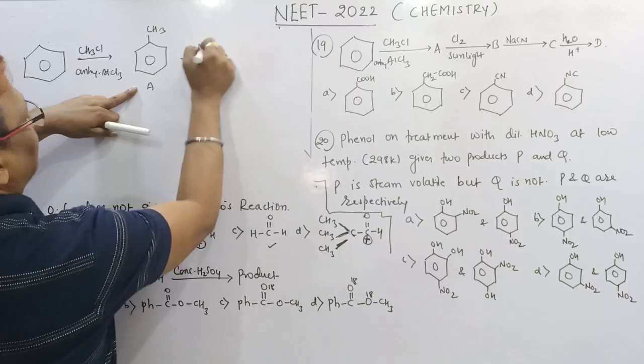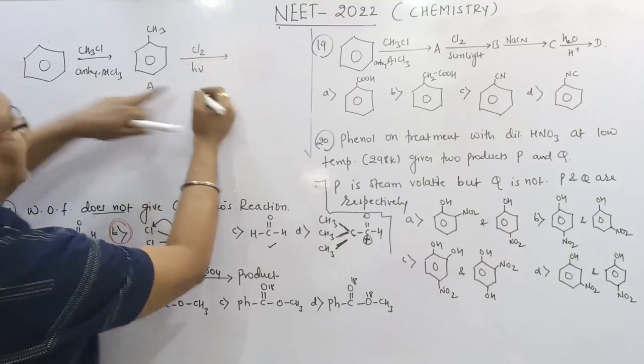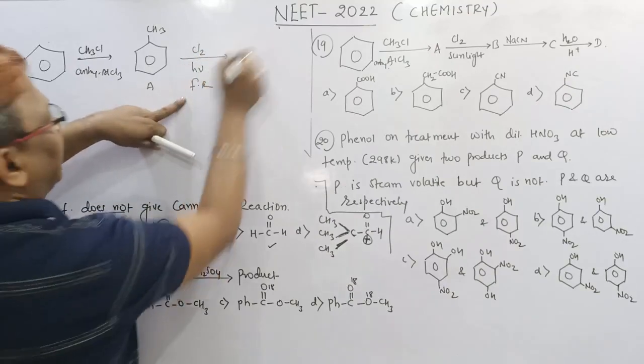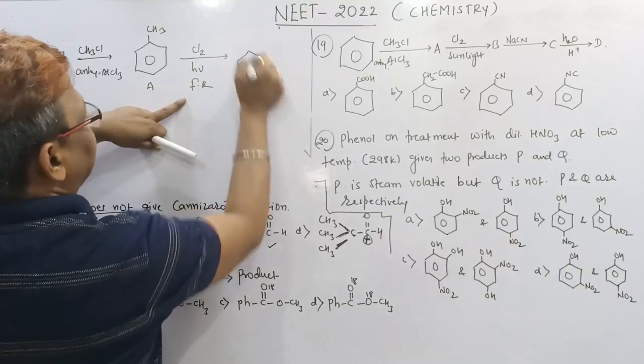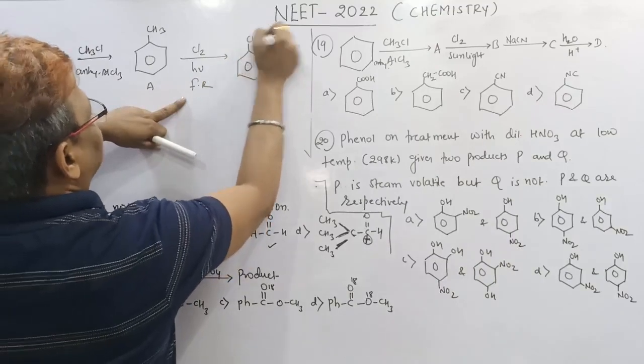But when we are adding chlorine in presence of sunlight, it favors the free radical mechanism and we are getting, instead of CH3, we can write CH2Cl.